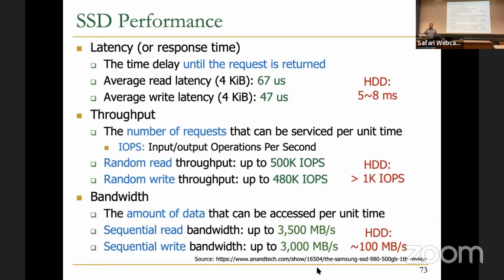If you compare them with HDD latencies and performance, for a hard disk drive, latency is around 5 to 8 milliseconds. So you can see why SSDs are everywhere, for better performance. Throughput for HDD is around 1,000 IOPS, and the bandwidth is around 100 megabytes per second. So essentially, we observe around 2 orders of magnitude improvement when you go from HDD to SSD.